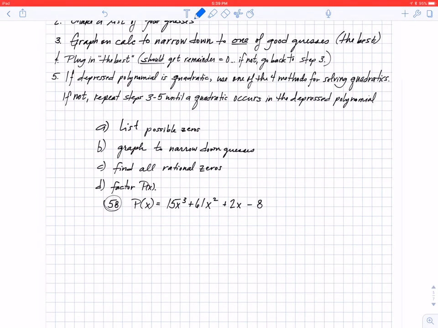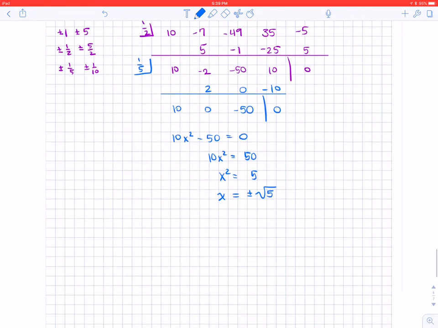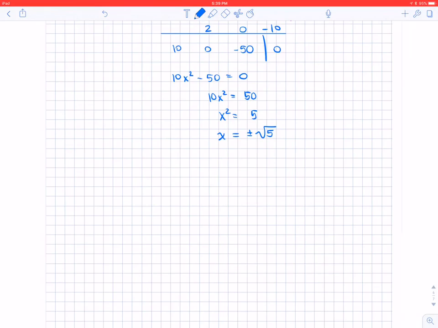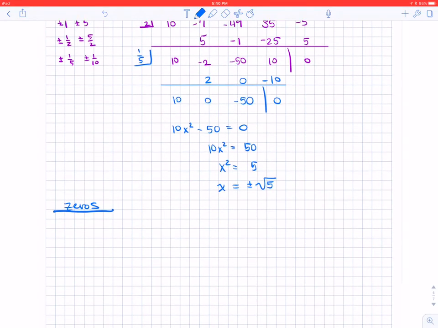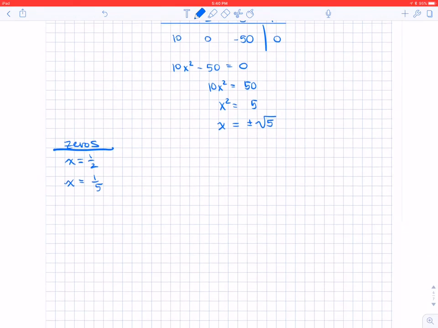If you'll notice, letter C says to find all the rational zeros. So let's make a list of our zeros. The first zero that we tried was x equals 1/2. The second one was x equals 1/5. And then the last 2 that we got, x equals a positive square root of 5, and x equals a negative square root of 5.